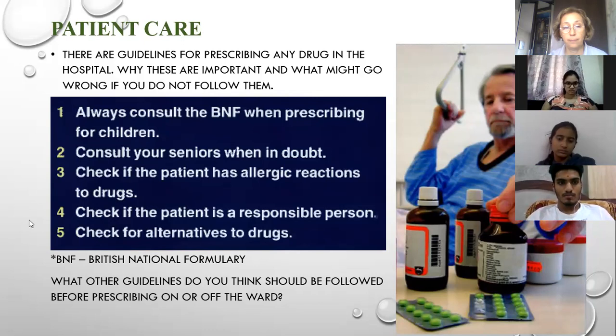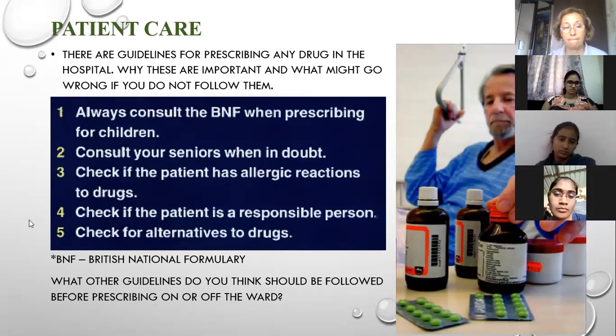Number 4. Check if the patient is a responsible person. Yes, ma'am. It is important because if he is irresponsible, it may risk the patient's health. Like he may neglect the medications. Exactly. Okay. So the next one is for Lahari. Yes, ma'am. Check for alternatives to drugs.